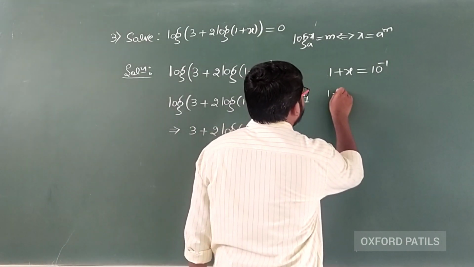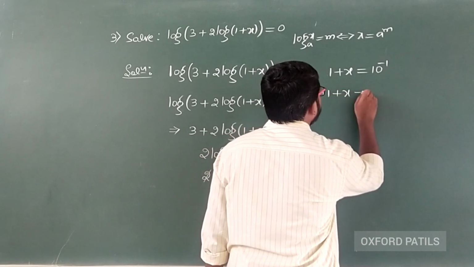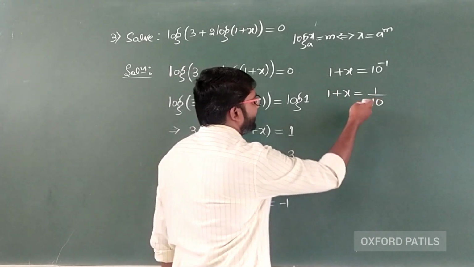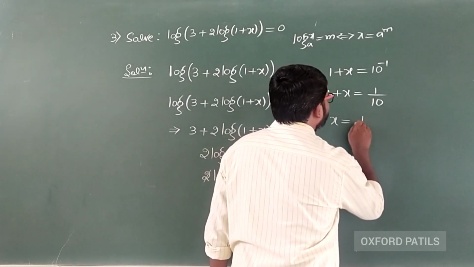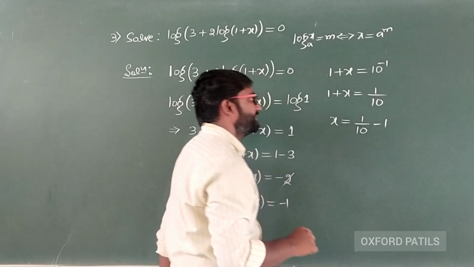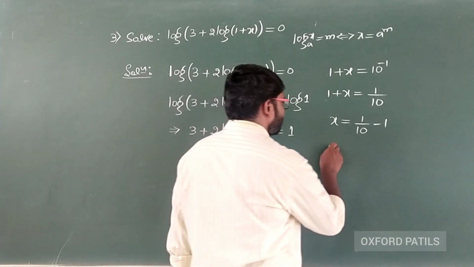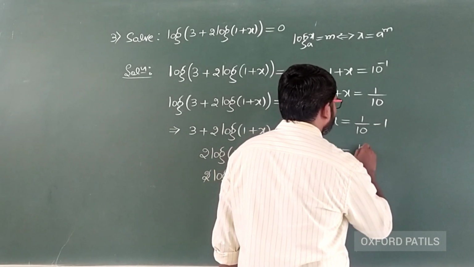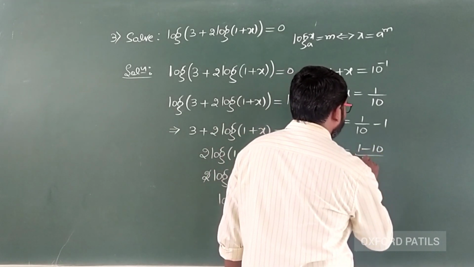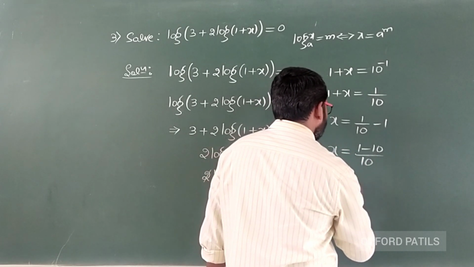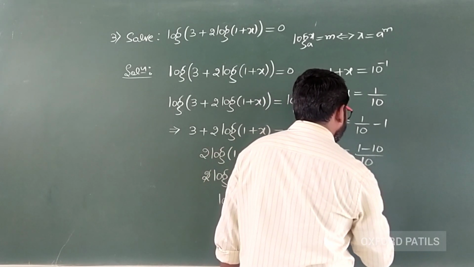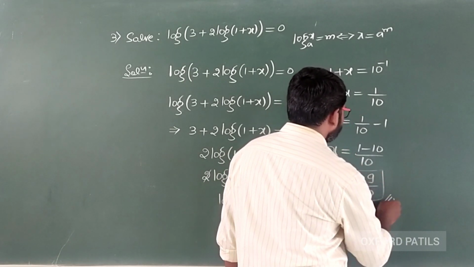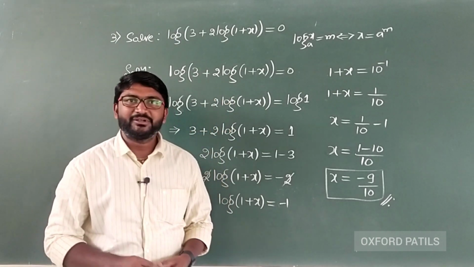So now 1 plus x, 10 raised to minus 1 is nothing but 1 by 10 raised to plus 1. So now take 1 to the right hand side. x is equal to 1 by 10 minus 1. This implies x is equal to, take up the LCM now, 1 minus 10 divided by 10, x is equal to minus 9 divided by 10. So this is the required value of x. Note down this and then we'll move on to question number 4.